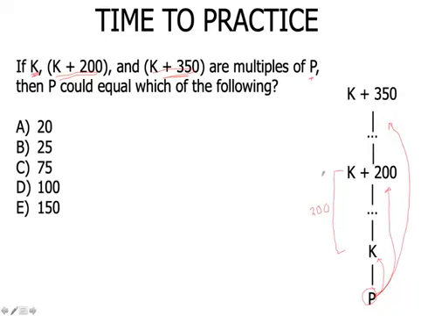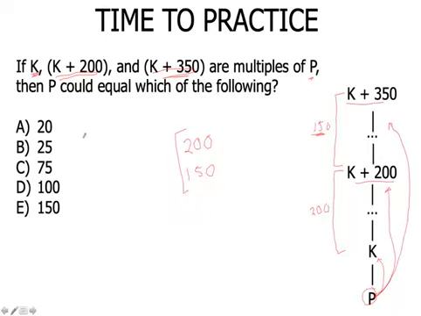Again, go back a few minutes if you need to refresh yourself on these multiple rules or multiple relationships. Okay, so 200 must be a multiple of p. What else? Well, what's the distance between k plus 350 and k plus 200? It's a distance of 150, right? I went 150 more to get there. So that means also, since k plus 350 is a multiple of p and k plus 200 is a multiple of p, that 150 must be a multiple of p. So whatever number I pick here has to be a factor of both of these two numbers. Or, put differently, both of these two numbers have to be a multiple of whatever number I pick.